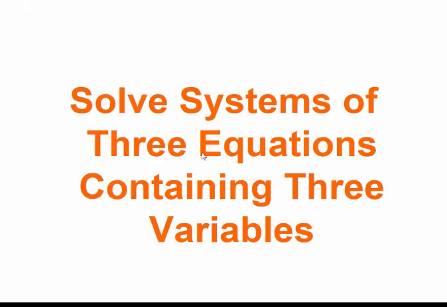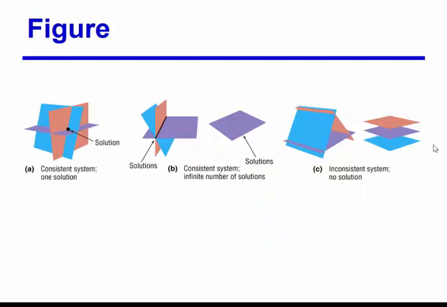Next thing, we're going to solve systems of three equations containing three variables. And so we have A, B, and C. A is a consistent system, one solution. Each one of these planes represents one of the equations. B is a consistent system, infinite number of solutions, sorry. And then so the solutions would be in this plane. C, this is an inconsistent system, no solution because the three planes do not intersect at the same time.